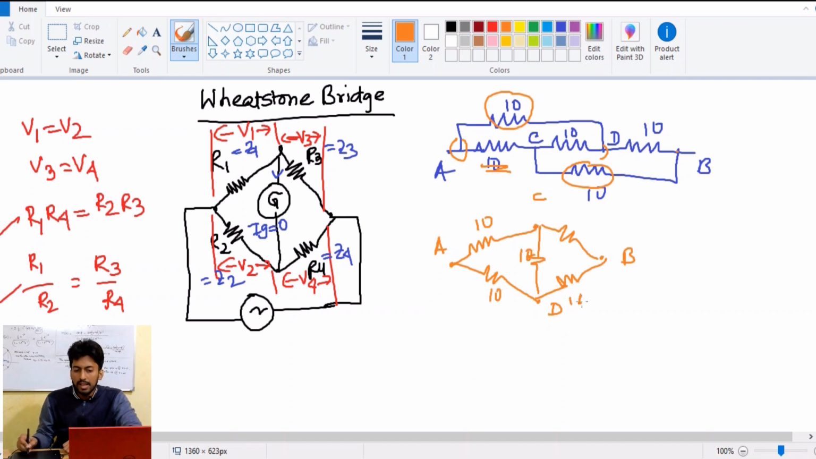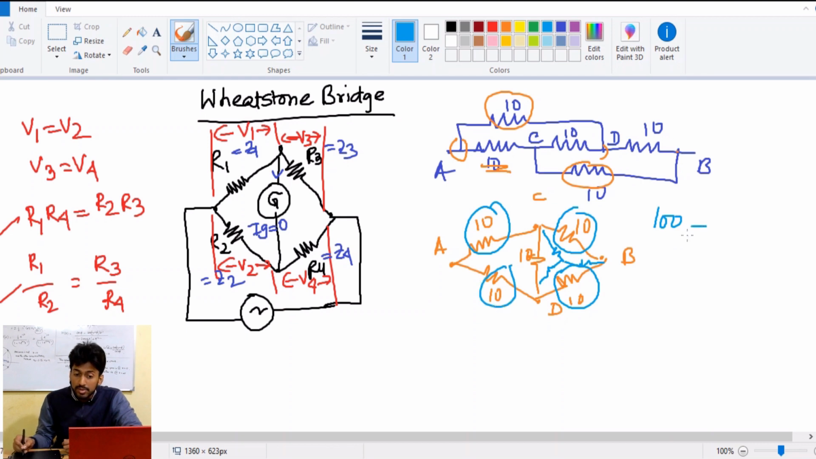Now the question is what the equivalent resistance is. If someone doesn't know about the Wheatstone bridge, he will convert this delta into a star like this and solve the circuit, and that is also true; you can do that. But whenever you check the balancing condition here, the product of these two, 100, is equal to the product of these two, which is also 100. So the Wheatstone bridge concept is valid here, as we discussed earlier.